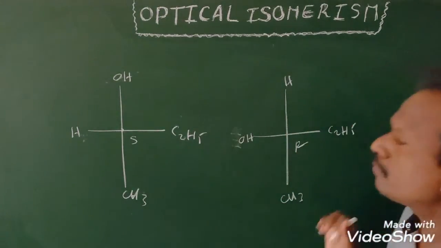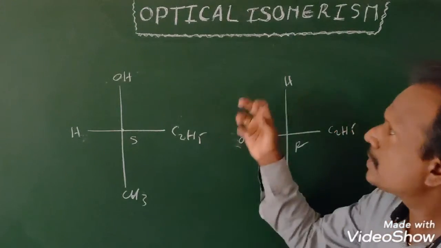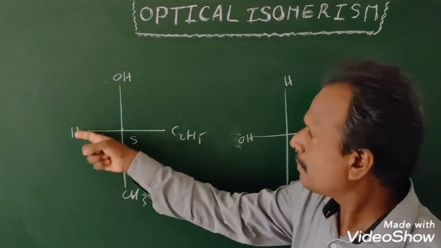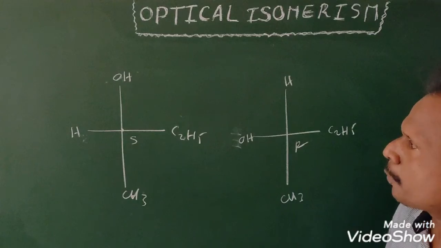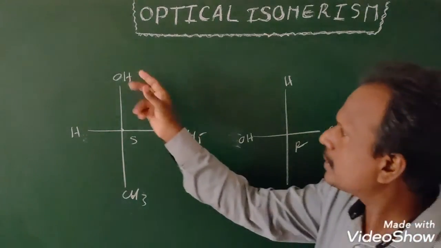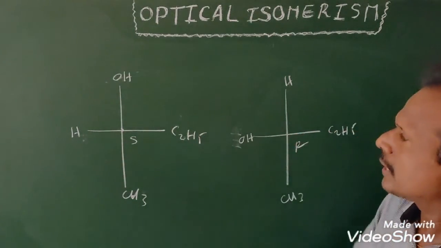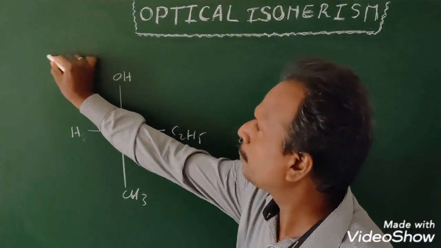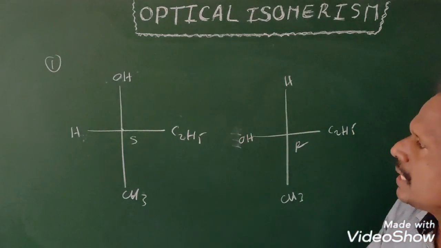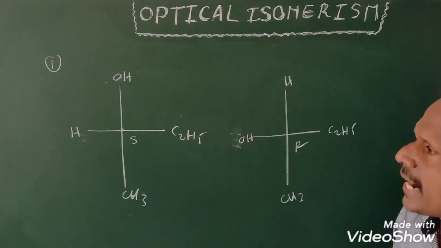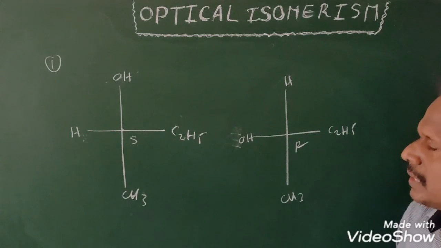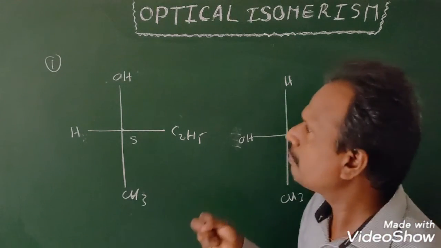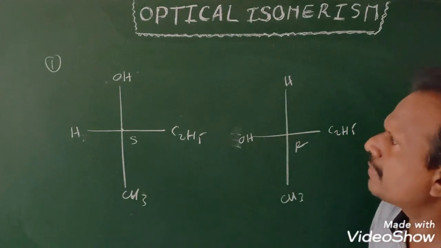Finally, in this topic, the key points are: priority is given using simple CIP rules among the four groups. The atom linked to the chiral carbon with the higher atomic number is the first priority group. Next, to decide the second priority group, if the atom is the same, then check hybridization. If hybridization is the same, then we select the next atom. It is the simple concept to designate the 4 groups as 1, 2, 3.